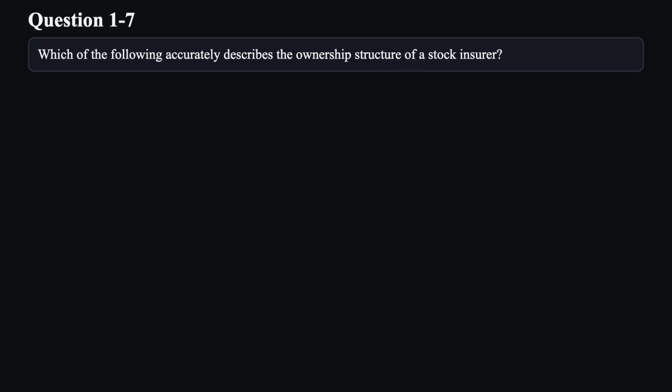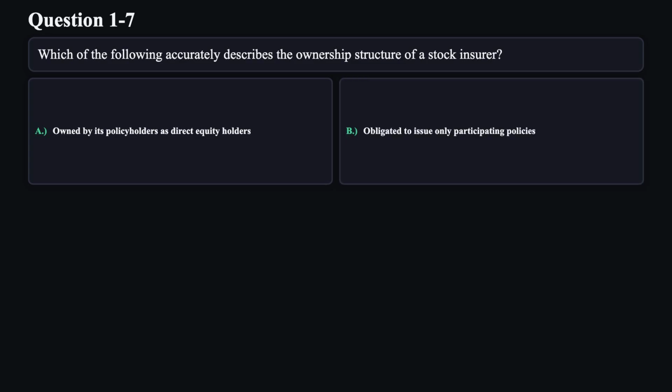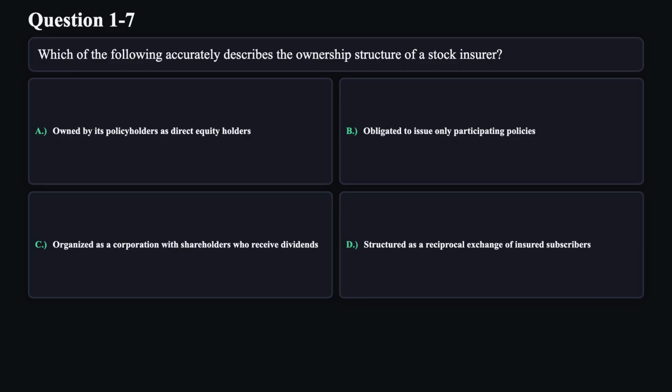Question 7. Which of the following accurately describes the ownership structure of a stock insurer? A. Owned by its policyholders as direct equity holders. B. Obligated to issue only participating policies. C. Organized as a corporation with shareholders who receive dividends. D. Structured as a reciprocal exchange of insured subscribers.